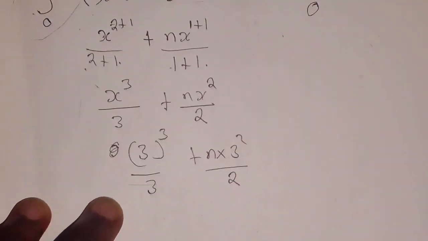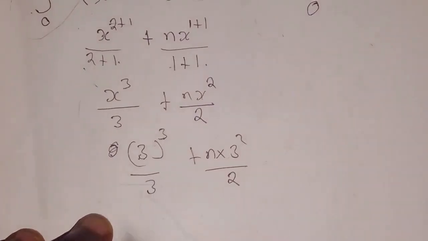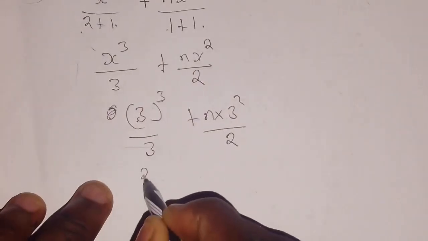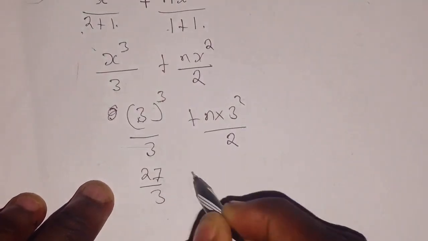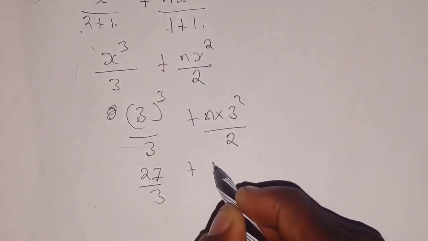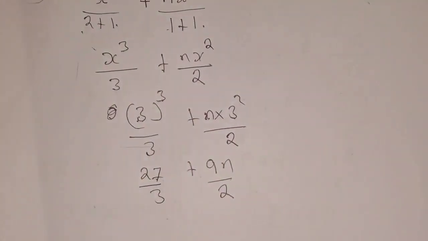3 to the power 3 means 3 multiplied by 3 by 3, so it will give us 27. So we're going to have 27 over 3 plus 3 squared, which is 9, multiplied by n, so we have 9n over 2. This is the value that we have obtained after replacing x with 3.